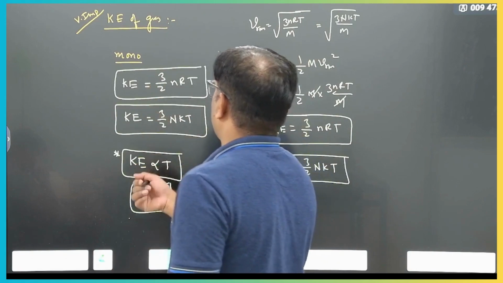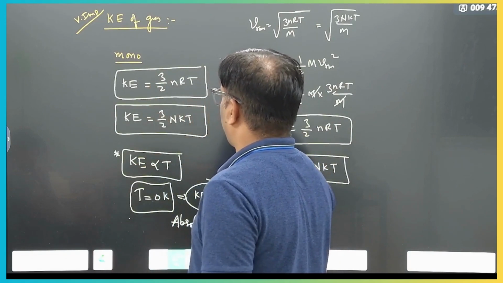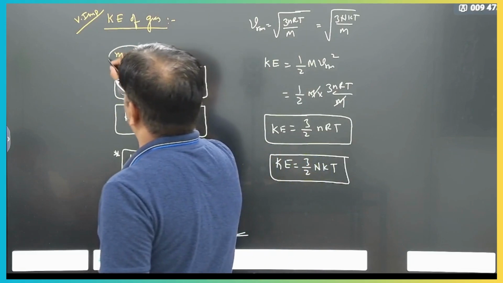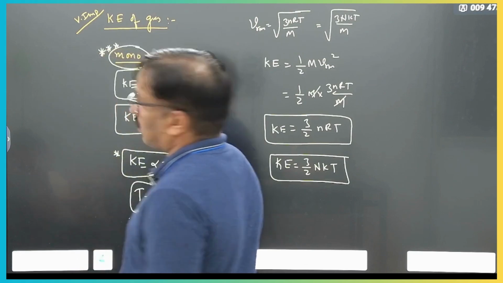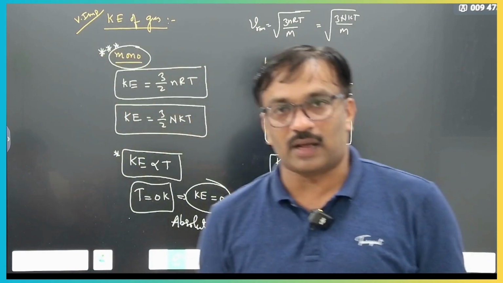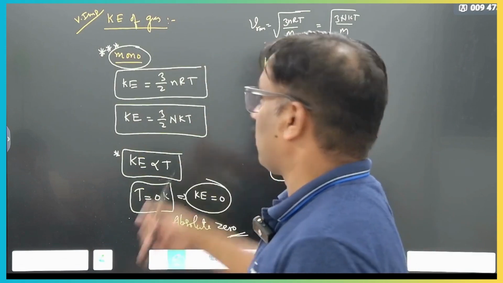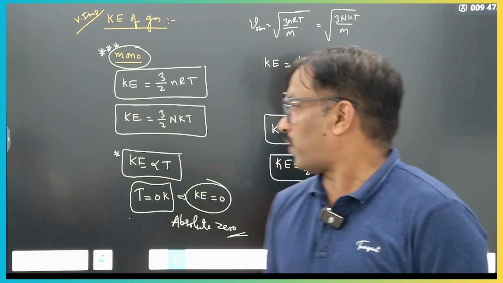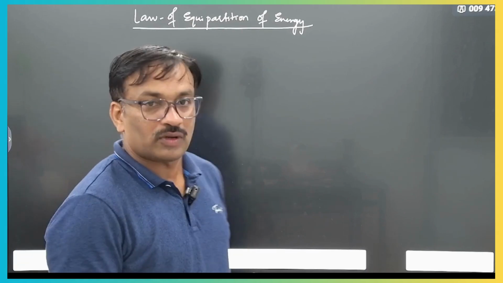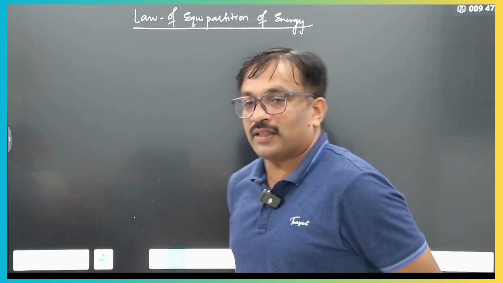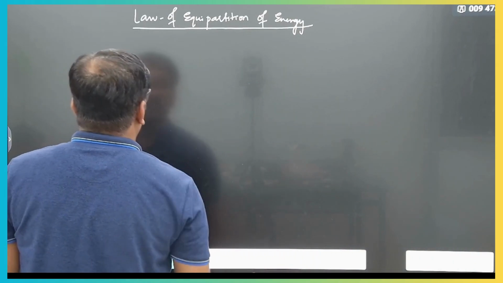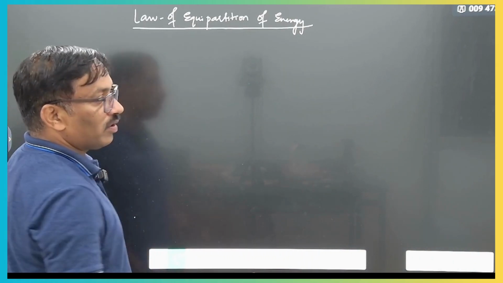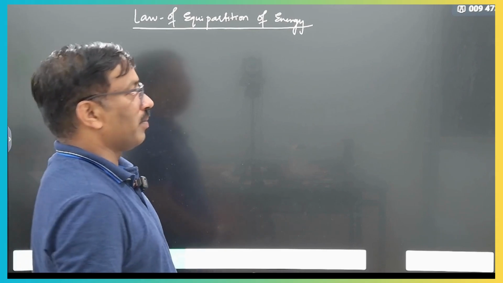And this is the kinetic energy for different molecules, but this formula is only for monoatomic gases. For diatomic, triatomic and polyatomic gases, these formulas will be different. So till now we studied the kinetic theory of gases for the kinetic energy of a monoatomic gas molecule. How will we write it for diatomic and the others?